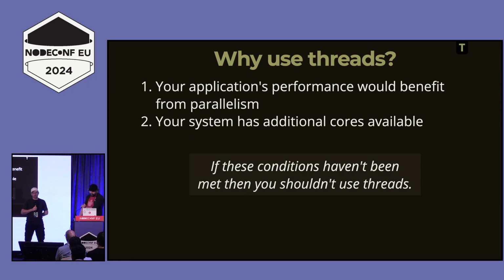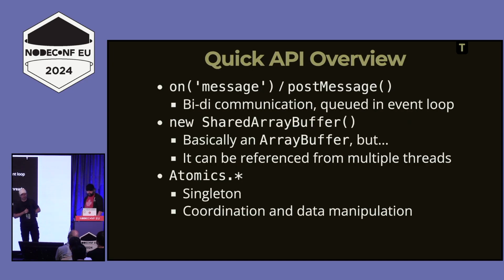All right, so why would you use threads? Well, there are really two conditions that would need to be met. The first is that your application's performance would actually benefit from parallelism. It doesn't always, which again puts the emphasis on testing. And also your system has additional cores available. If neither of these conditions are met, then you probably should not be using threads or any of the things we're discussing today.